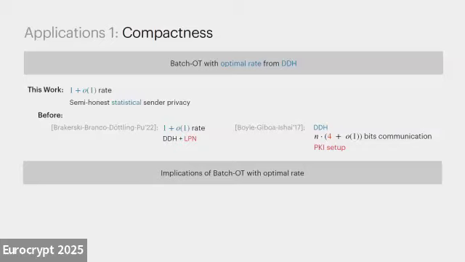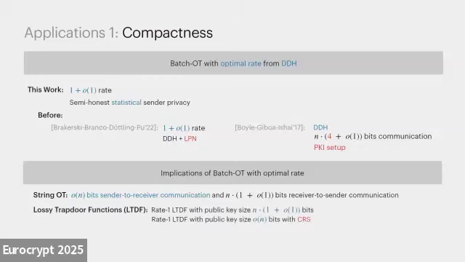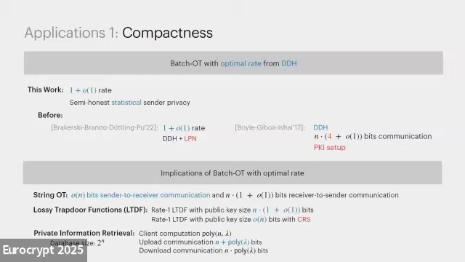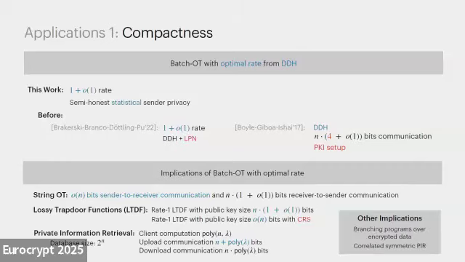The construction of batch OT then implies a number of improvements to related primitives, which were previously not known from DDH. Very briefly, we get string OT where the sender to receiver communication is sublinear in the string length. We get rate 1 lossy trapdoor functions with rate 1 public keys, and if we allow for a reusable CRS, we get public keys which are sublinear in the size of the input. And we get PIR where the client to server communication has high rate. Again, all of these are from DDH. We also have other applications to evaluating branching programs over encrypted input and correlated symmetric PIR.